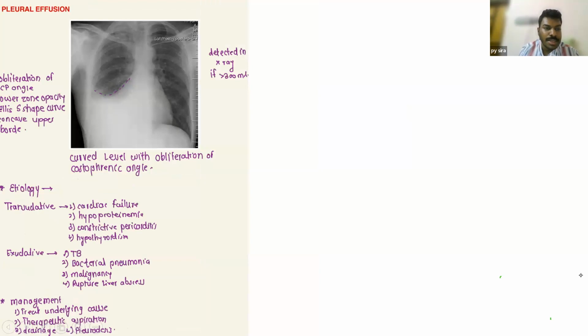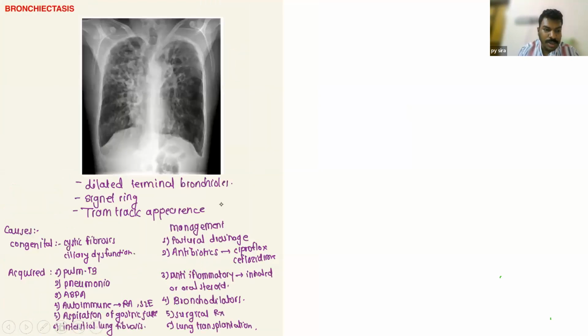Okay, and next, again this is going to be pleural effusion. You can see the obliterated costophrenic angle, and this is called as the L-shaped Ellis curve or golden S sign. Okay, golden S sign. Then next X-ray is going to be this one.